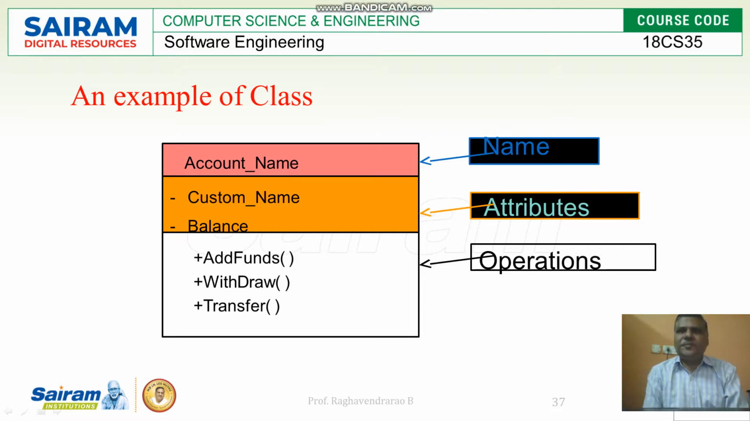Now you can see here an example of a class. The name of the class is Account. The attributes of the Account class are customer name and balance. Then the operations which are performed on these two attributes are add funds, withdraw funds, and transfer funds. These are the functionalities which operate on the attributes of the particular class, that is Account.